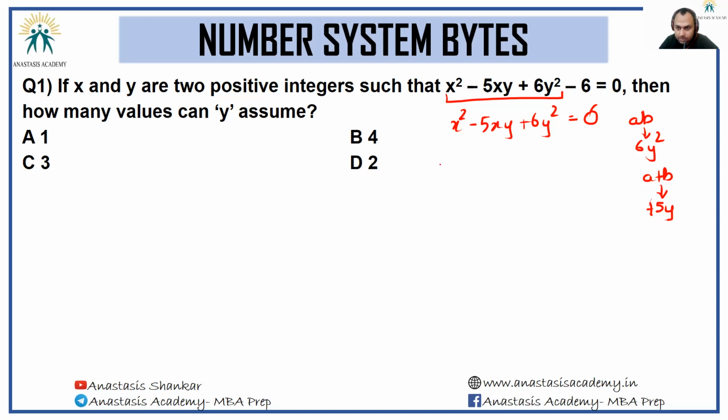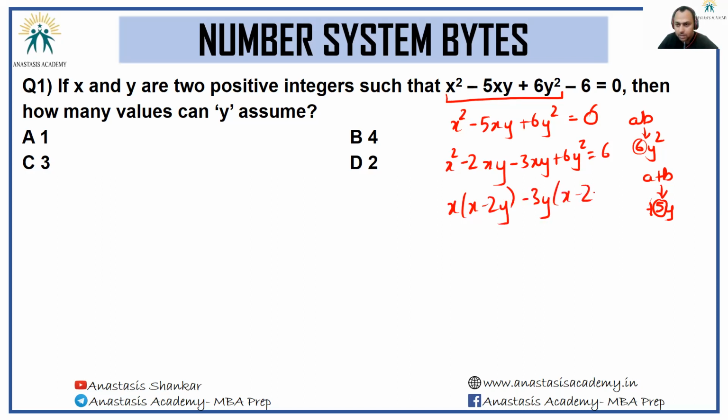So now I can break this down as x square minus 2xy. Basically, sum is 5, product is 6. Minus 3xy plus 6y square is equal to 6. So I get x common: x minus 2y minus 3y, x minus 2y is equal to 6. So the expression I have is x minus 3y times x minus 2y is equal to 6. This is what we have.